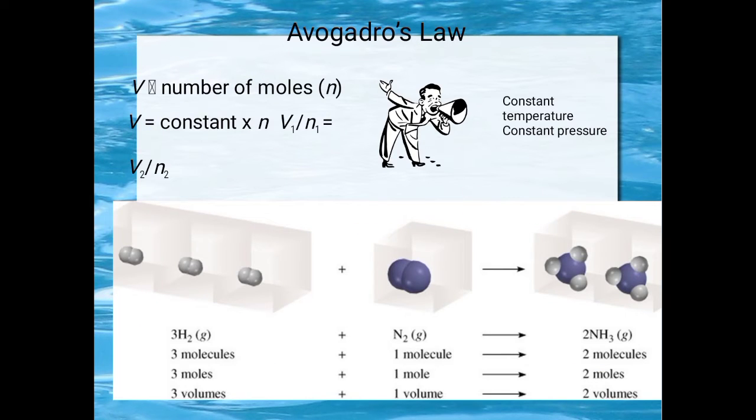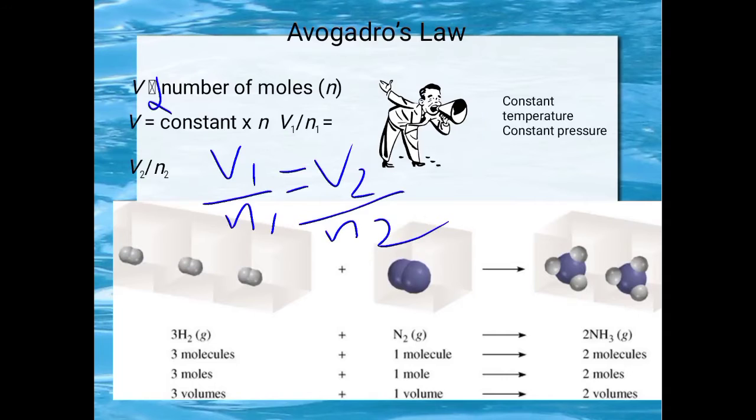So, as per Avogadro's law, V proportional to n, so V is equal to constant into n. So, we can write it as V1 by n1 is equal to V2 by n2. Using this equation, we can calculate V1, n1, V2, n2, such as in Boyle's law and Charles' law, where we have seen such problems.